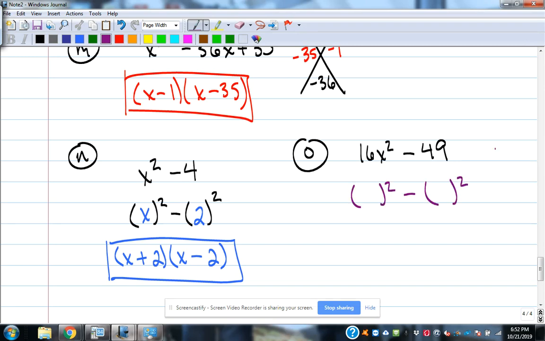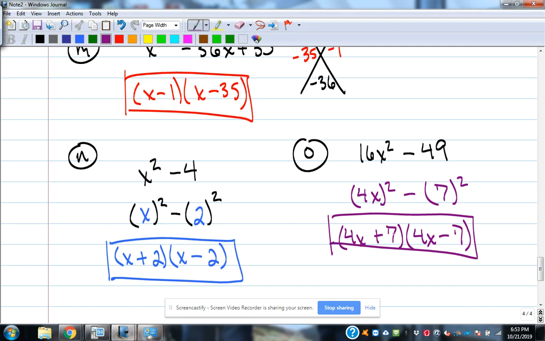I'm going to try to write it as a difference of squares because it has two terms. It's got x squared in it. And then what do I know about 16? What squared gets me 16? 4, and x being squared, you get 4x there. What square gives me 49? 7. That is a difference of squares. So my factors are going to have 4x in the front, 7 in the back. One's plus, one's a minus.